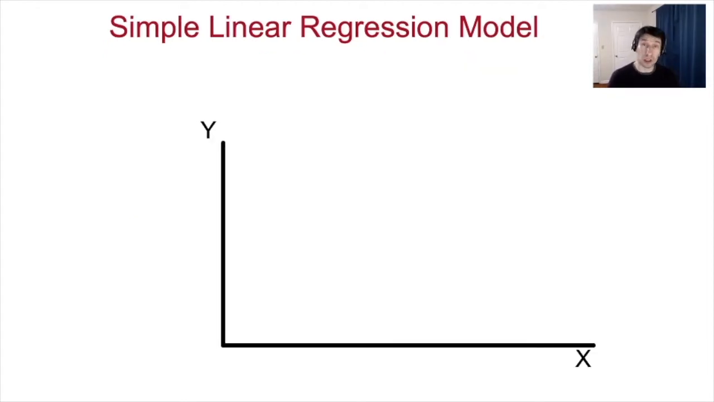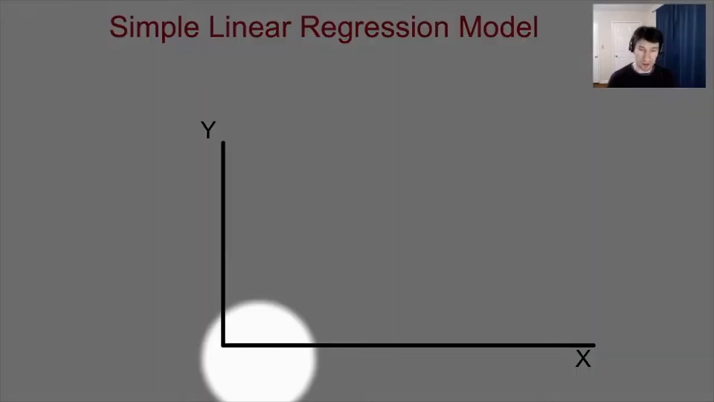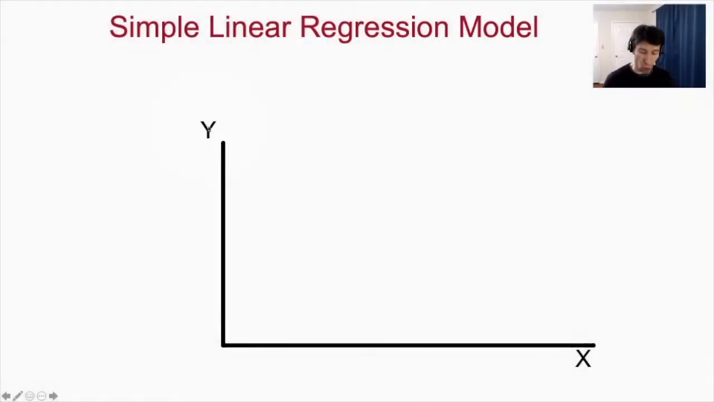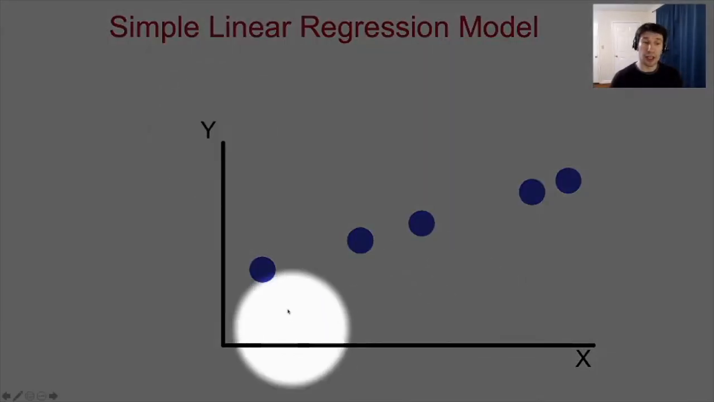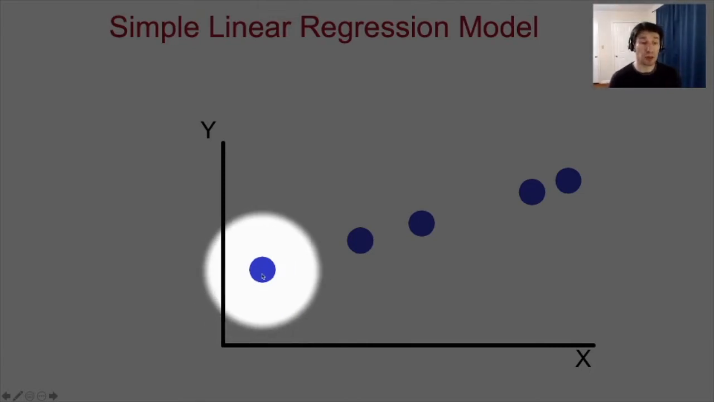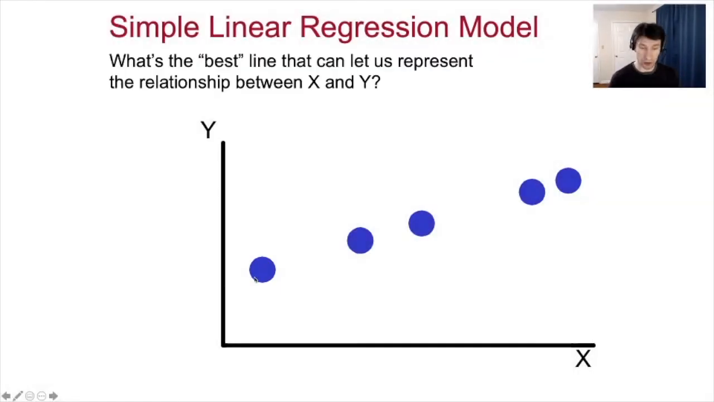So visually, what does our model look like? Well, we have the x variable on the x-axis, the y variable on the y-axis. And we have 5 observations of a variable x and a variable y associated with each other. So we can plot the 5 points. The question of linear regression is, what is the best line that we can use to represent the relationship between x and y? Now in this case, it's obvious.